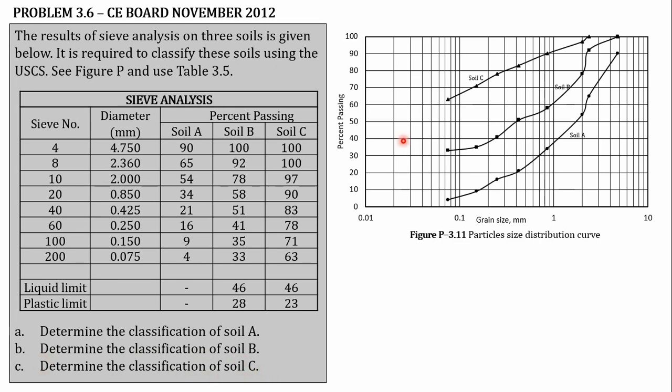By the way, given tayo ng graph na ito, the particle size distribution curve class, and yung particle size distribution of each soil class is na graph na, given na sa problem class. Ito yung graph ng soil A, and ito naman yung plot of the graph in soil B, and ito naman sa soil C.